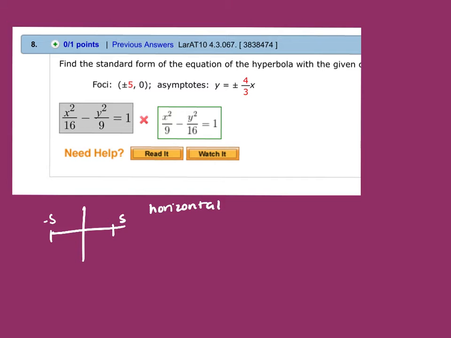You just switched your letters. Oh. Because it's horizontal, 4 is the A, 3 is the B. And by letters, I mean numbers on the bottom. You just switched them. Does that make sense? Yeah, okay. So is it A over B or B over A? If it's horizontal, it's B over A. If it's vertical, it's A over B.